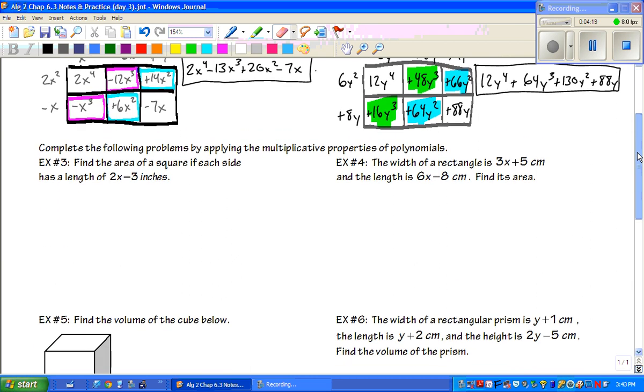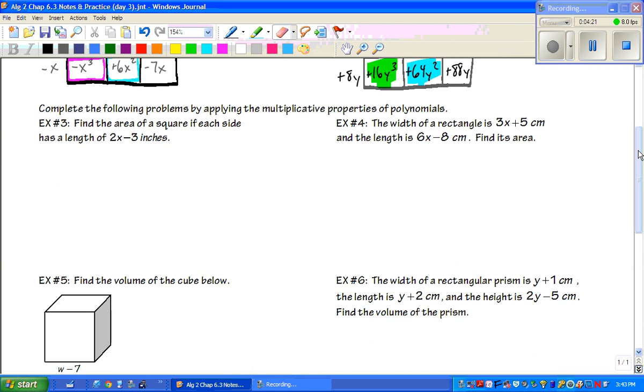All right, let's move on to example number 3. Now it says complete the following problems by applying the multiplicative properties of polynomials. Find the area of a square if each side has a length of 2x minus 3. Okay, so a couple words that stick out. Area of a square, 2x minus 3. So remember that a square, all sides are the same. And if one side is 2x minus 3, all the sides are 2x minus 3.